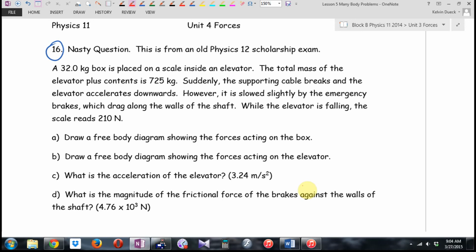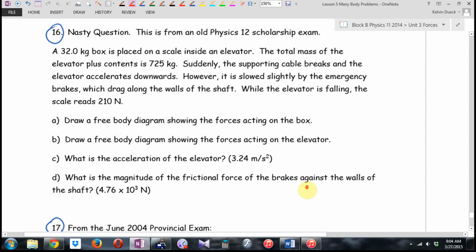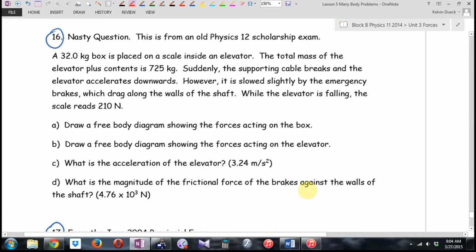Okay, it says this. Draw a free body diagram showing the forces acting on the box. So a box is in a scale inside an elevator. There's the box. What are the forces acting on it? Gravity down, and a normal force. Now, which way is the box accelerating, up or down, if you read the question? I don't know, it's in the elevator. So which way is the elevator accelerating, up or down, if you read the question? So you know what? If I drew the normal force, I'd draw it shorter. There's the answer to part A.